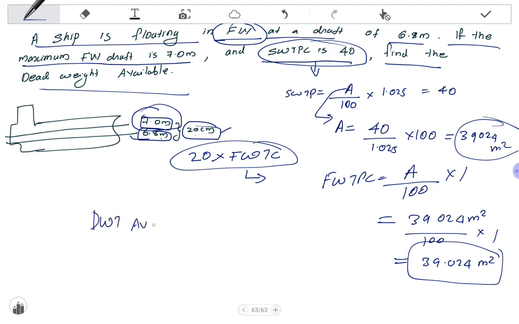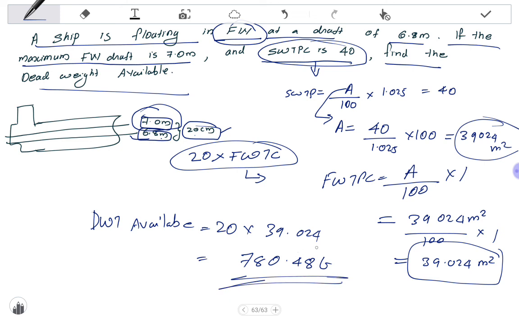We want to find out the dead weight available, which is equal to 20 into 39.024, that is 780.48 tons. That is the dead weight available. So to reach 7 meters we can load 780 tons.